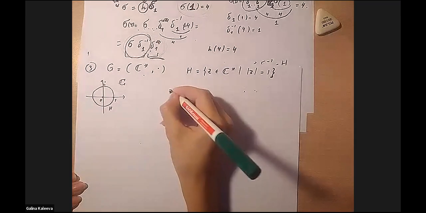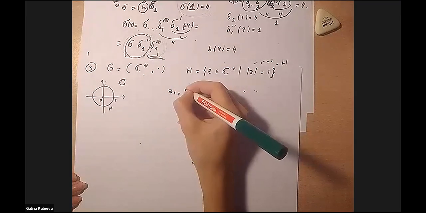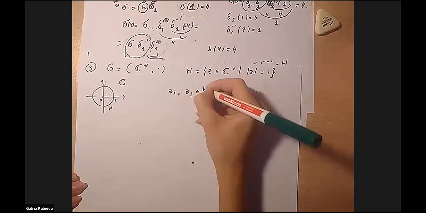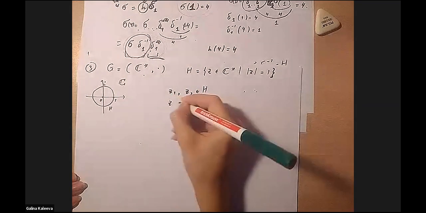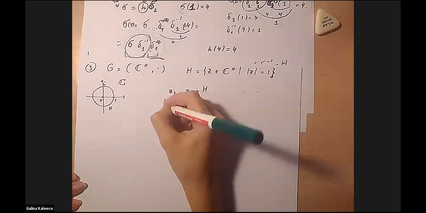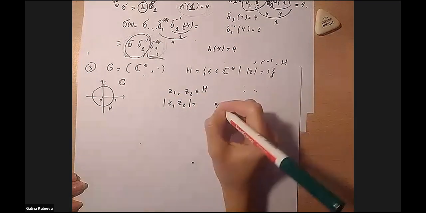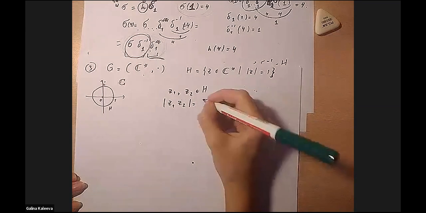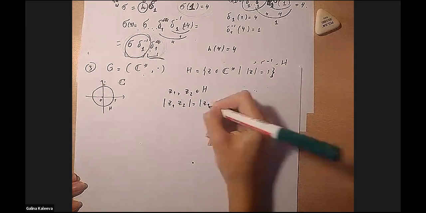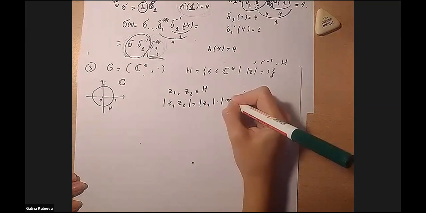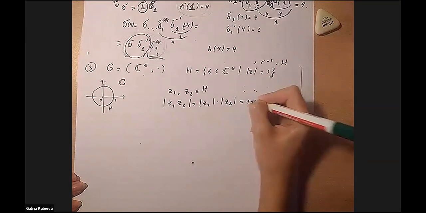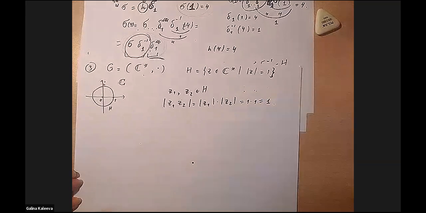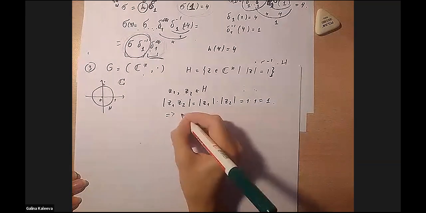Let's take Z1 and Z2 of H and their product. What do you know about the length of the product? We can write down the following thing. So it equals 1. So H is a subgroup.